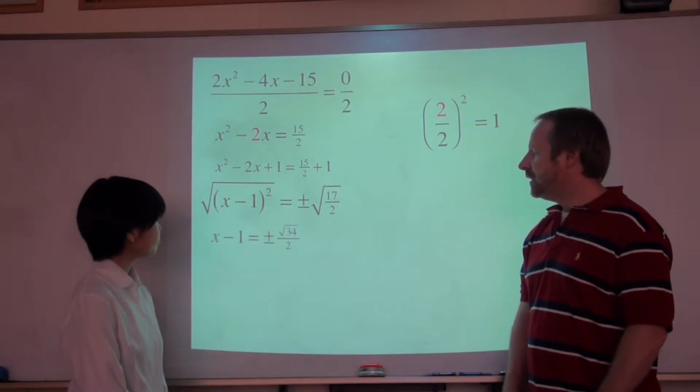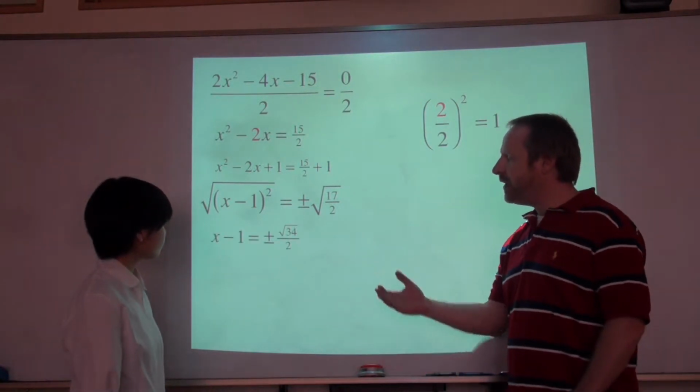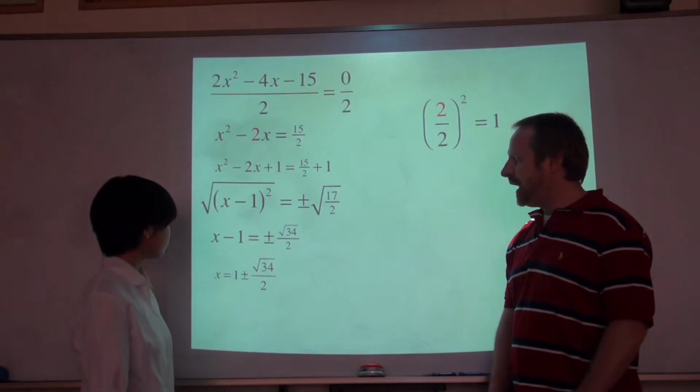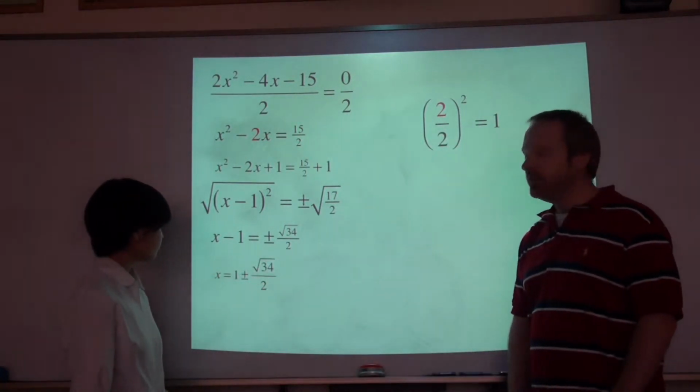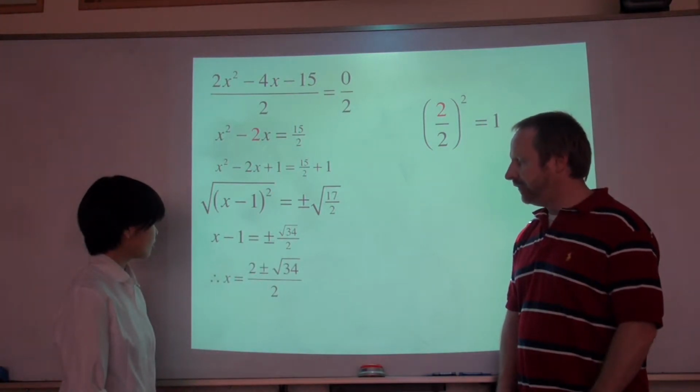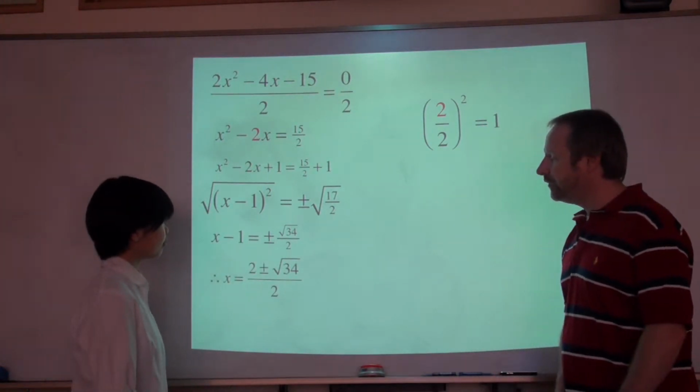Perfect. Okay. And moving the 1 to the other side. And then making it a nice looking answer. So making it one fraction, we get x is equal to 2 plus or minus root 34 over 2.